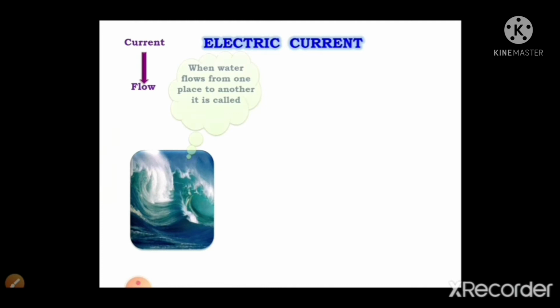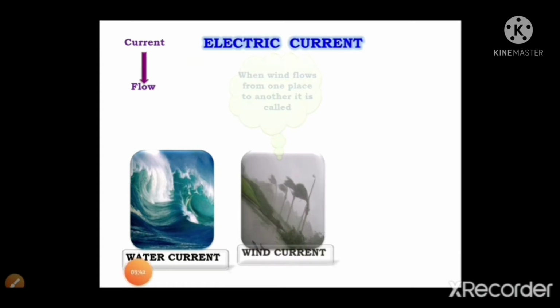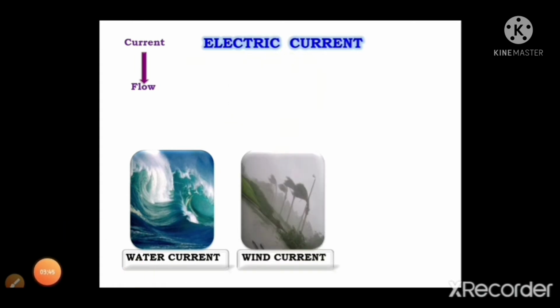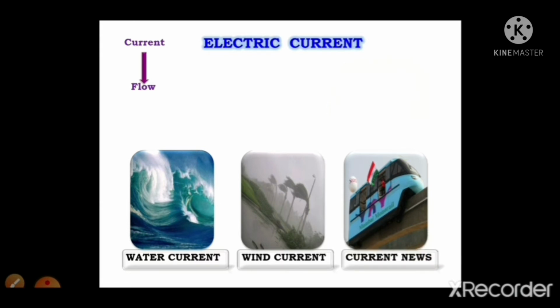First of all, understand the word current. Current means flow. If water is flowing from one place to another, it is called a water current. If wind is flowing from one place to another, it is called a wind current. And if a piece of news, like a maglev train or bullet train being introduced in your country, flows from one person to another, it is called current news. So basically, current is flow.